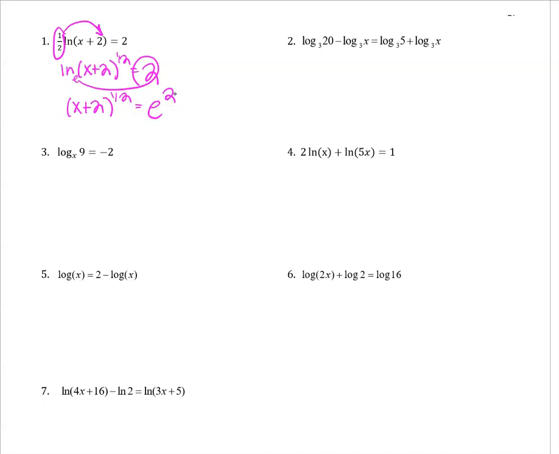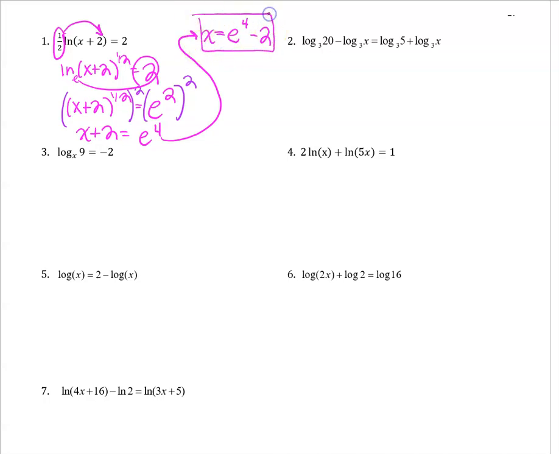Now, in order to solve for x here, guys, I'm going to have to undo the 1/2 power. So what I can do is square both sides. And that'll leave me with x plus 2 equals e to the 4th. So in order to solve for x, I would just subtract the 2. And we'll just leave it just like so. That's your exact answer. Again, if we wanted a rounded answer, we'll ask you for it.